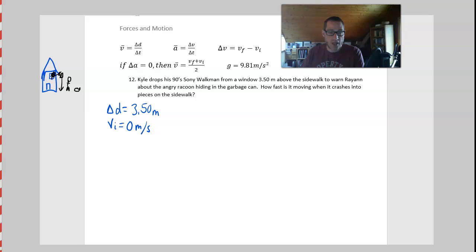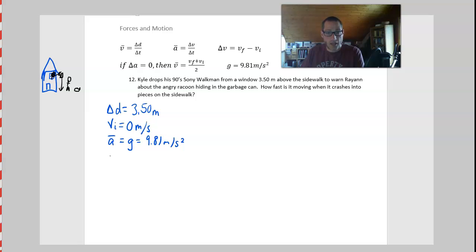But there's one more thing. Anytime you drop something, it always accelerates at a constant rate. And we can say, because it's a constant rate, it's an average rate. So the average acceleration is actually going to equal the acceleration of gravity, which is 9.81 meters per second squared.